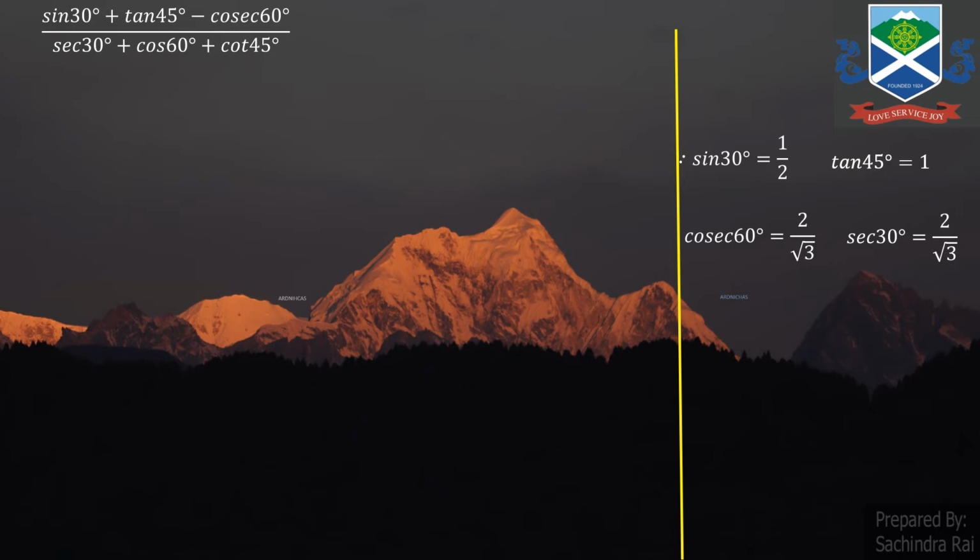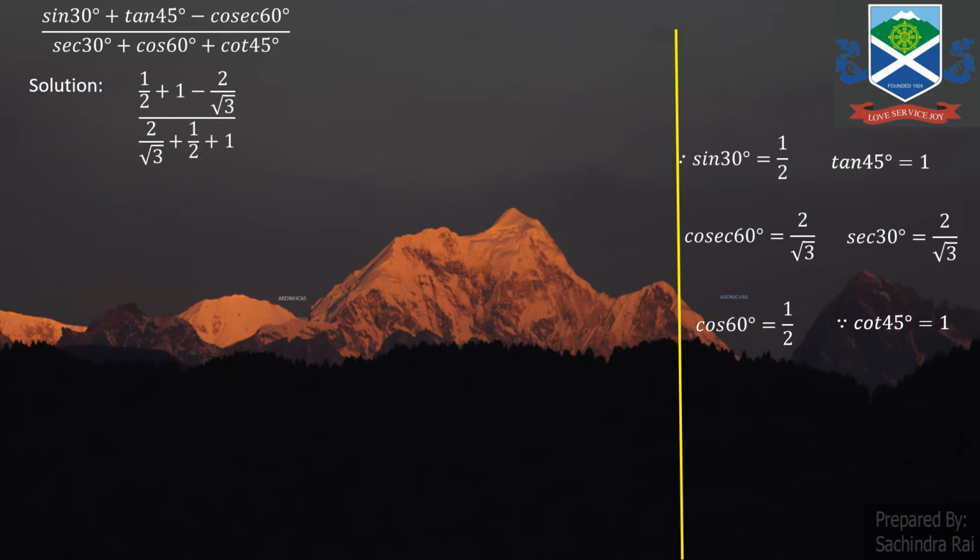We know that cosec and sec, they are the reciprocals of sin and cos. Therefore, their values will be equal for opposite angles. So cos 60 is 1 by 2, cot 45 degree is equal to 1. So when you put the value of all these 6 ratios given to us in the question, we get this expression.